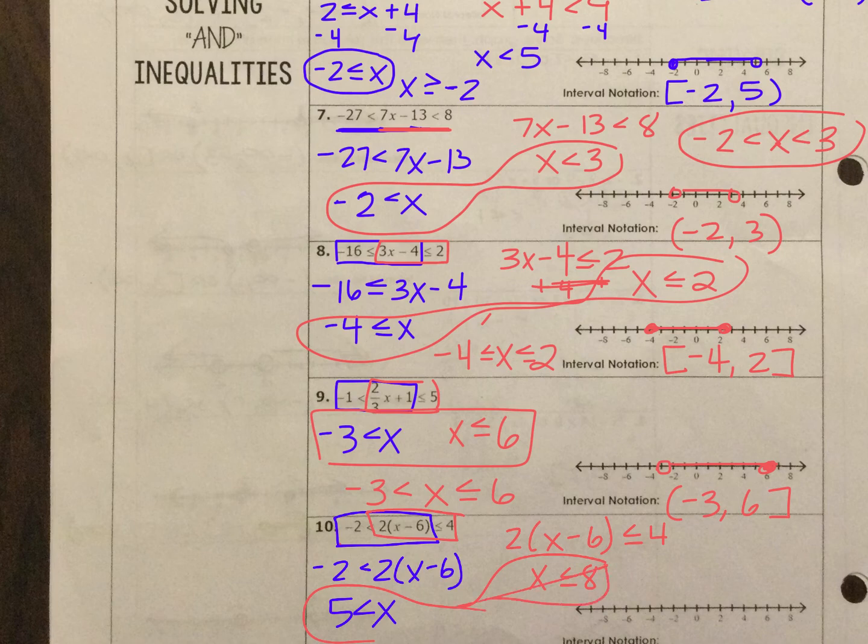I'm going to write these as one problem. Sorry, it's not drawing right. 5 less than x less than or equal to 8. Open circle on the 5. Close circle on the 8. Connect them. Parenthesis 5, 8, bracket. Sorry, that's terrible. Flip over to the next page.